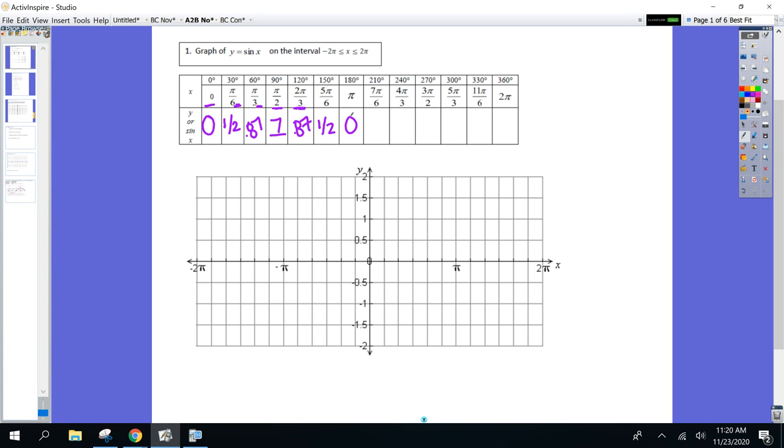So 7 pi over 6. Shouldn't be 1. Should be negative 1/2. Okay, now we're dipping into the negatives. Which makes sense because now you're entering quad 3. And you guys know sine in quadrant 3 is negative from last unit. So it should make sense. What's next? Negative 0.87. And then we go all the way down to negative 1 at 3 pi over 2.